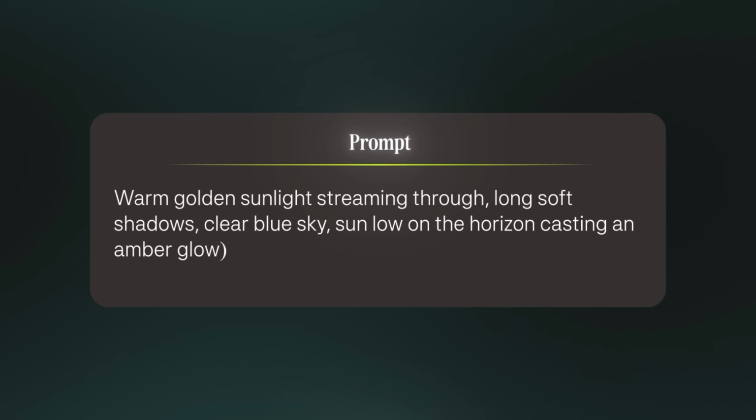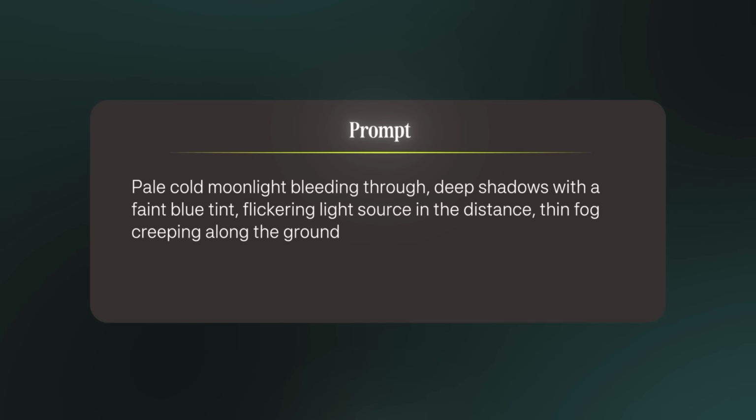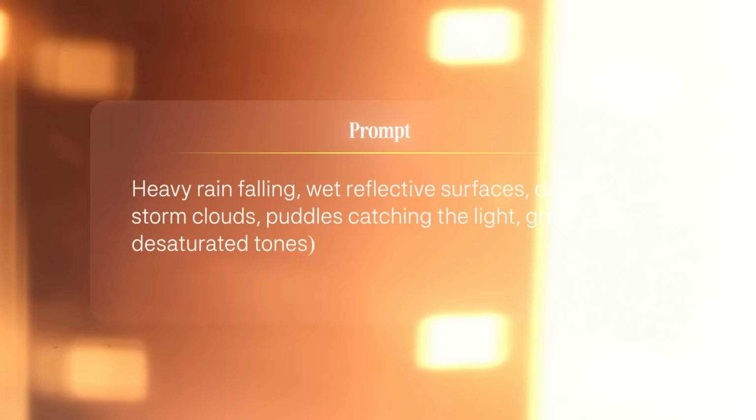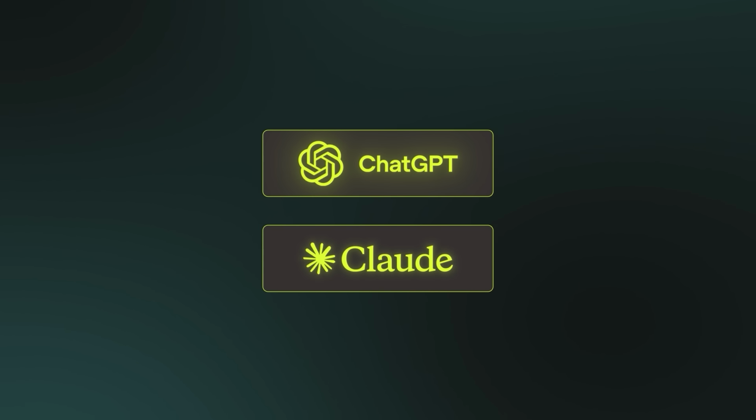Let me just show you the exact keywords you need depending on the mood of your scene. For realistic daytime shots, you can use keywords like these. For horror and dark scenes, add keywords like these. For sad or rainy scenes, use these. There are tons of other options like this, depending on the mood of your scene. You can just ask any AI tool like ChatGPT or Claude to generate these keywords for you, and it'll give you exactly what you need.